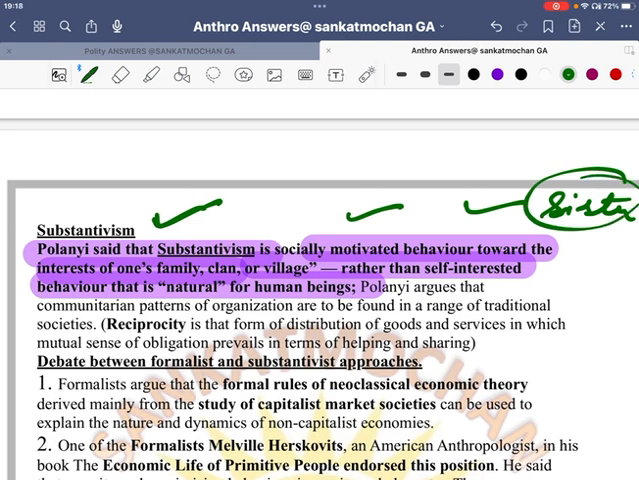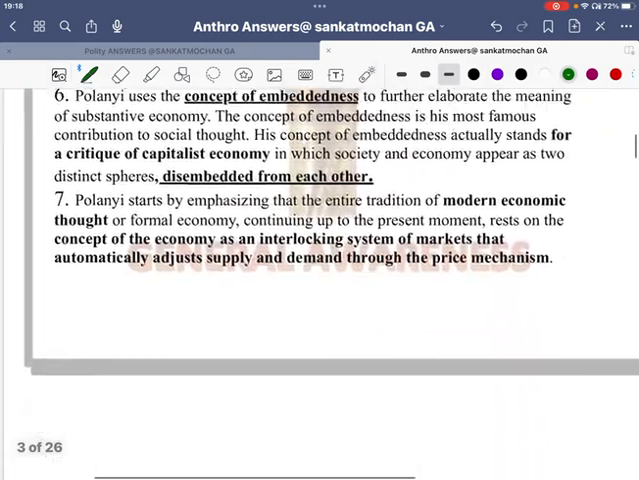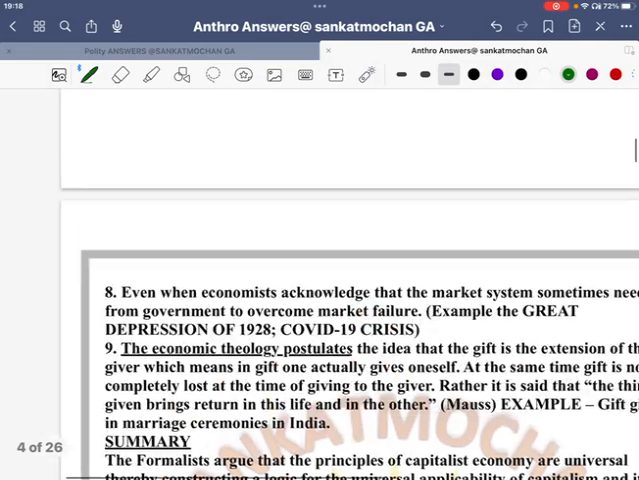Polanyi argues that communitarian patterns of organization are found in the range of traditional society, that is, reciprocity. I said it. Reciprocity is like I gave you chips, you gave me cold drinks. Fine, you can relate it to your personal life. This is the way you have to think and remember what the word means. Because you give me something, I am obliged, privileged, and I will return it, helping in a sharing manner. Now we have defined it. Let's come to the debate. Here, I have given nine debates, but you are not required to write them all.